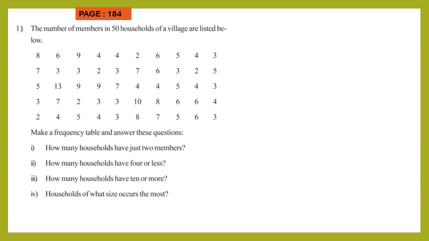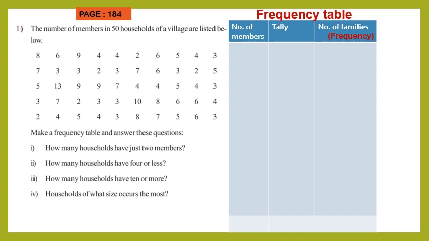So first of all, let us make a frequency table as before. First column for the number of members in a family, second for the tally marks, and third for the number of households or number of families. That is the frequency. Then let us find the highest and lowest number of members. Here the highest number of members is 13 and the lowest is 2. Then write the numbers from 2 to 13 in the first column.